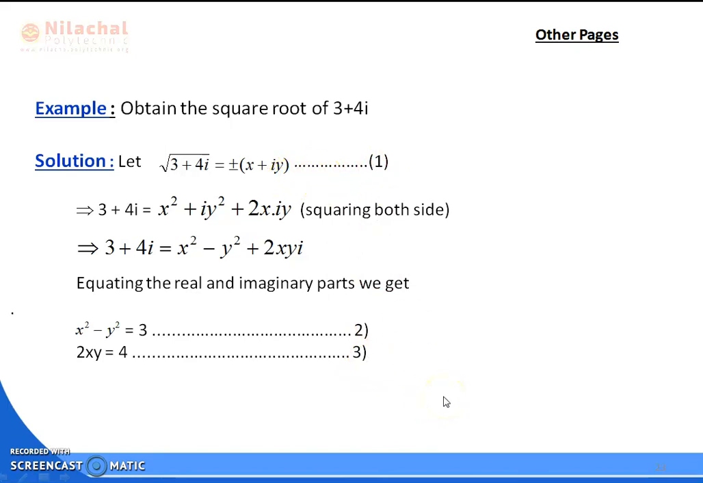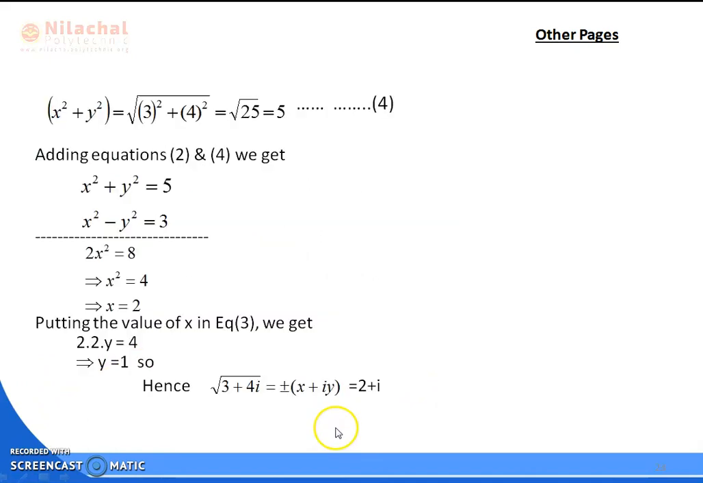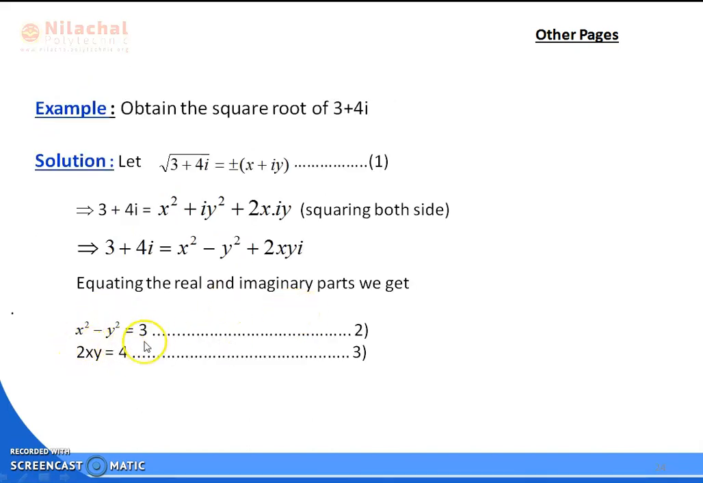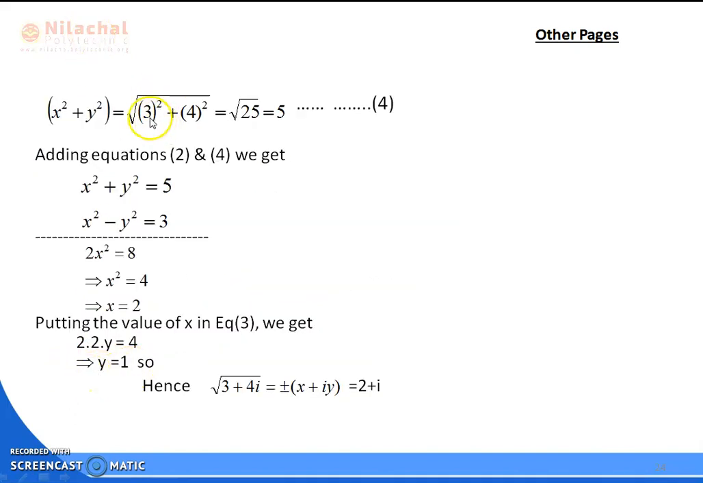Now you have to find x square plus y square. So let's see. The formula for x square plus y square is the square root of (x square minus y square) whole square plus (2xy) whole square. Already we have obtained that x square minus y square is 3 and 2xy is 4. So we just apply it here: root over 3 square plus 4 square, that equals root 25, that equals 5. Now this is your equation 4.